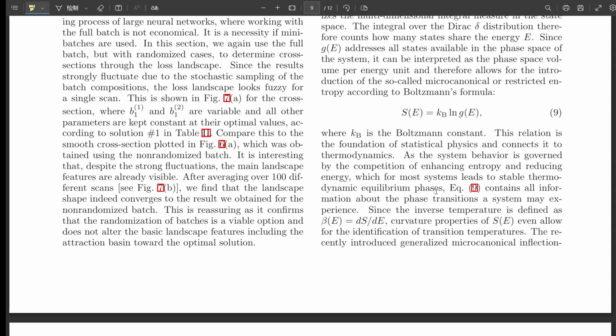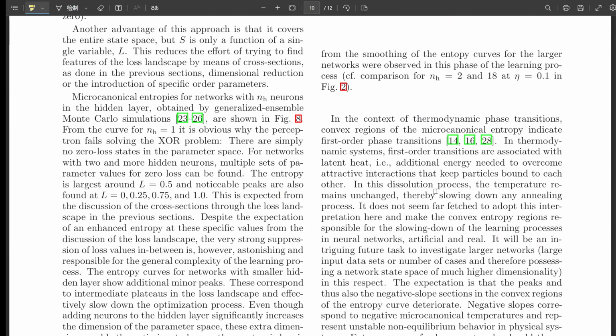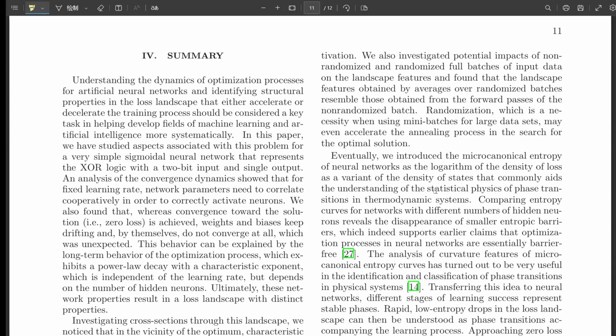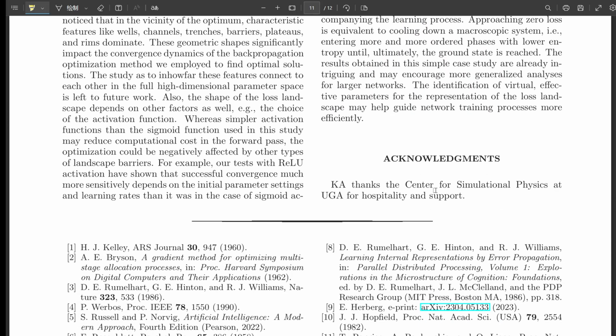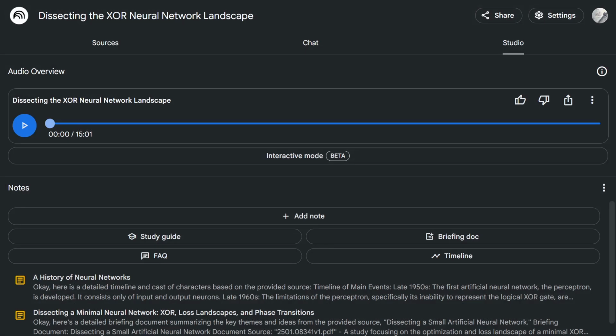And get this. The researchers found the weights and biases keep changing even after the network reaches a low loss. Hold on, so it keeps learning even after it basically solves the problem? It's not about finding one perfect setting for the weights and biases. There's a whole range of solutions that all lead to near zero loss. So multiple paths to the same answer.